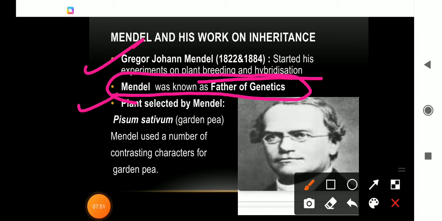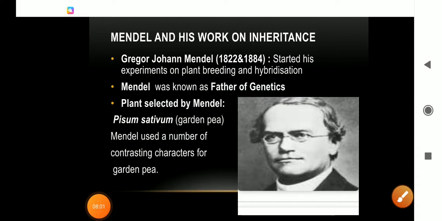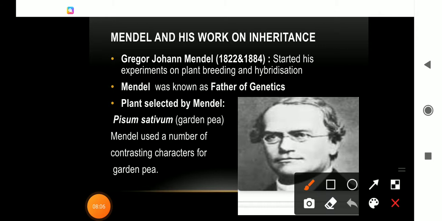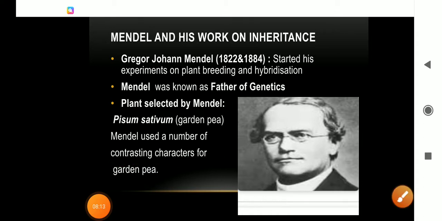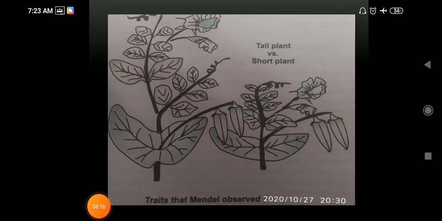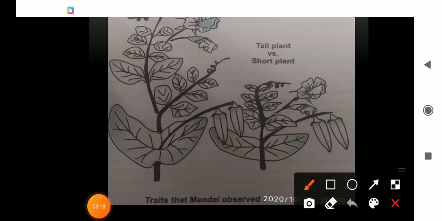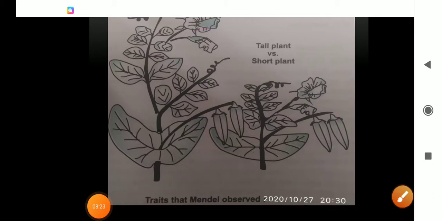The plant which he selected was the garden pea, and the scientific name is Pisum sativum. Okay, now the question is why he selected this garden pea only. The answer is that this garden pea has the contrasting characters which he required for the experiments. Now see, this is a picture of the garden pea. You all know about it. This is a tall breed and this is a short breed. Short breed means it is the dwarf one.